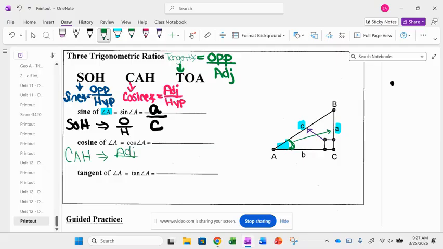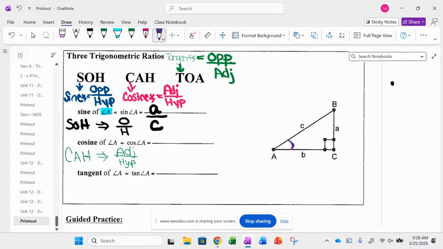Adjacent and the hypotenuse. You got it. So now the adjacent one is always a little tricky. So we're still referencing everything to angle A. Adjacent means next to, by definition. You're side by side if you're adjacent. So we're looking at the side that's next to angle A.